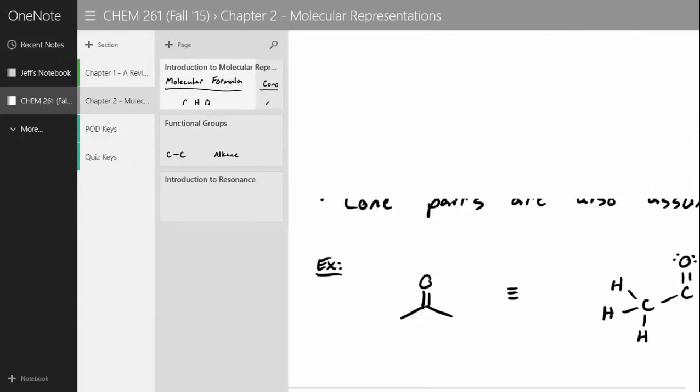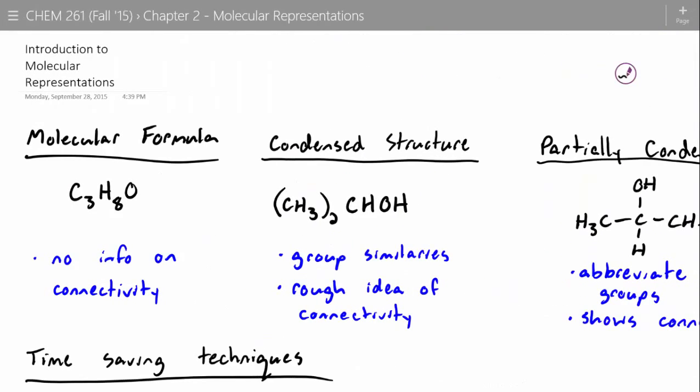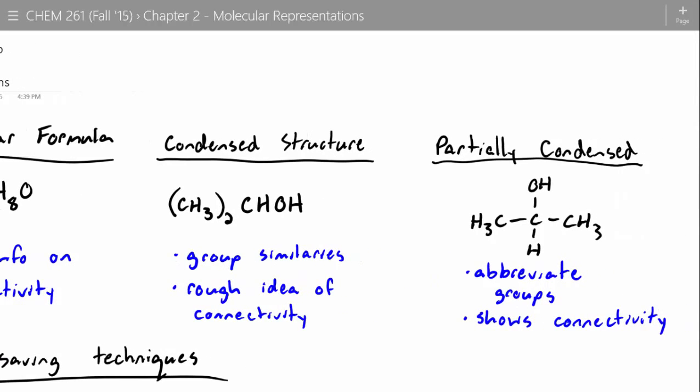All right, so now let's go back to our molecular representations, which is where we kind of finished up yesterday. And we said that we have three main types of molecular representations. We've got molecular formula. Yeah, it tells you the overall weight and what atoms are in there, but it doesn't tell you the structure. The condensed structure is okay. We group similarities together. You can decipher the structure, but it's not as easy on the eyes. And then we've got our partially condensed structure on the right, where we actually draw out the bonds. And I said partially condensed structures are usually the preferred route.